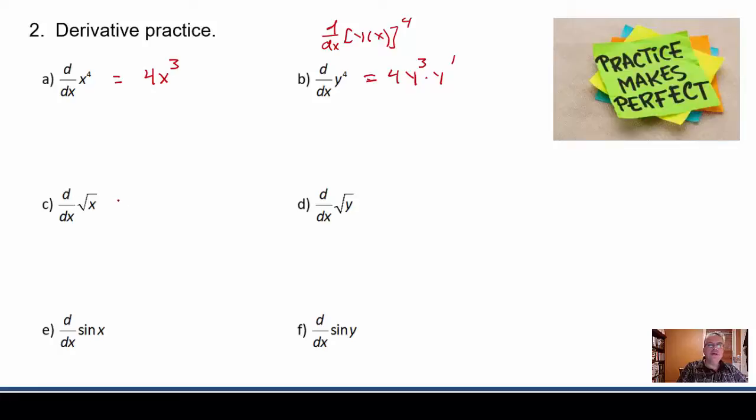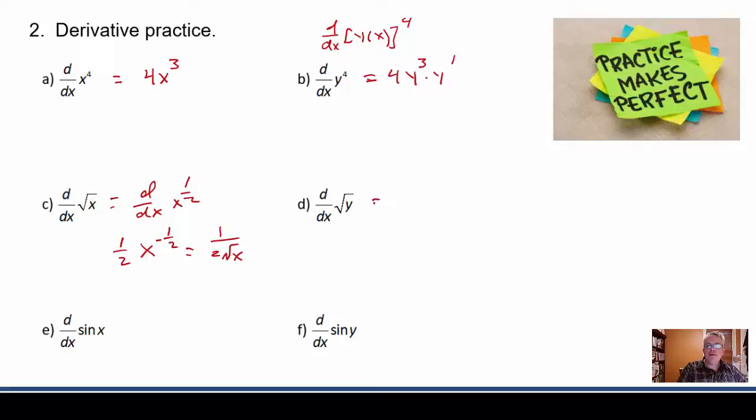All right, this one we've seen many times. It's the same as the derivative of x to the 1/2, so that's equal to 1/2 x to the minus 1/2. If we rewrite that, it's 1 over 2 square root of x.